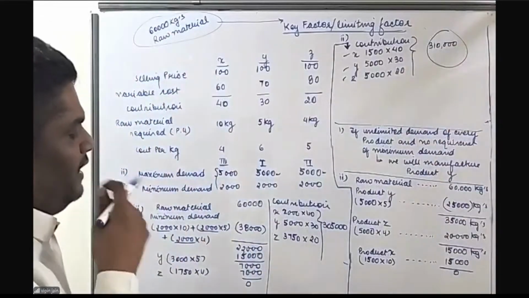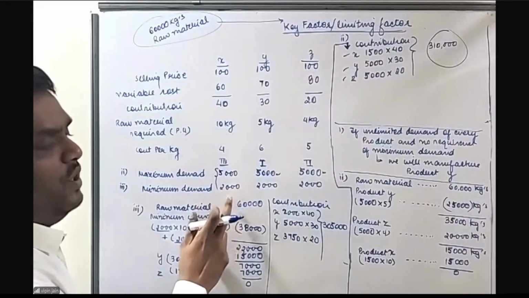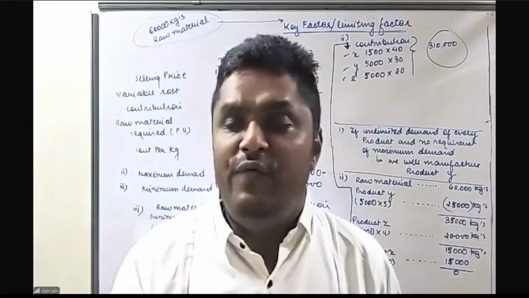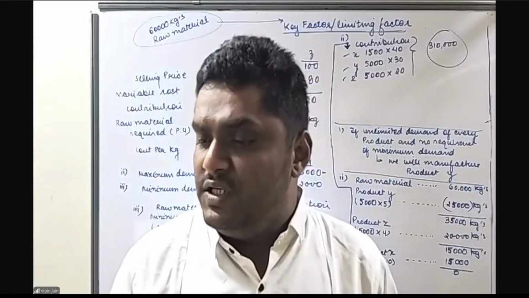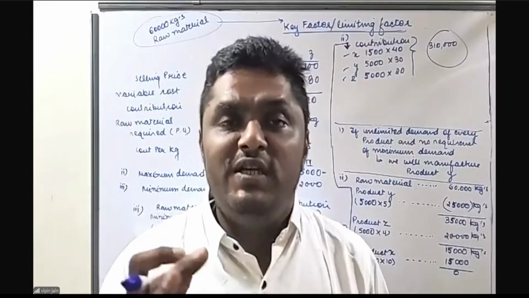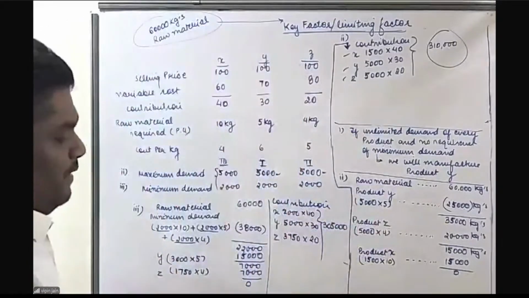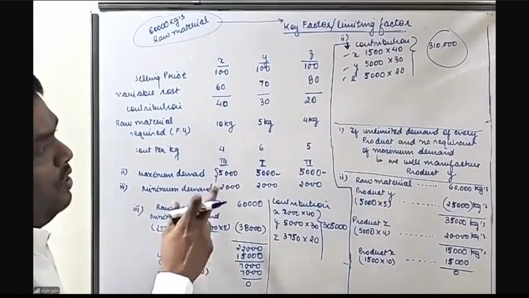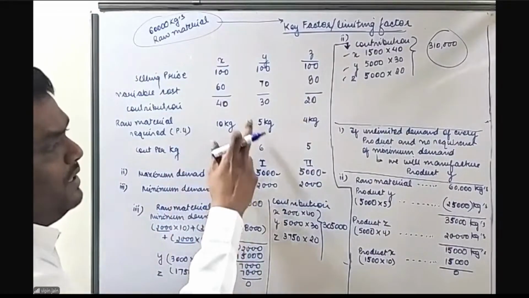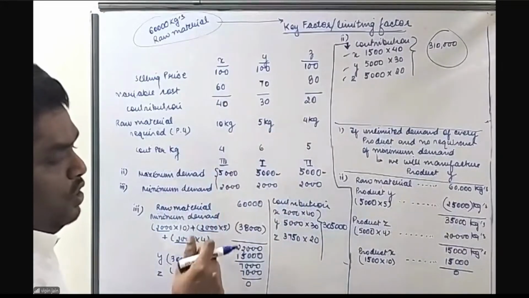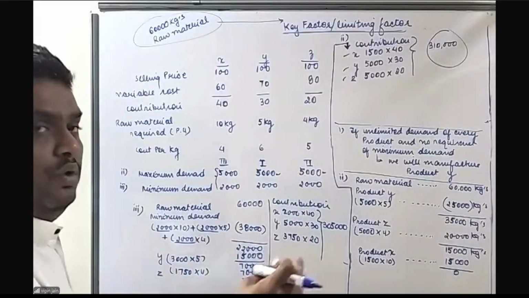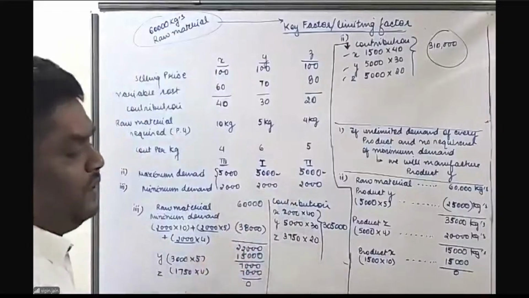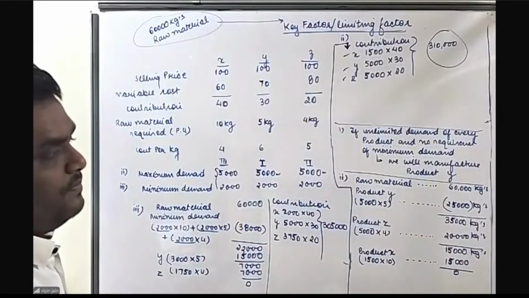Now the last part, wherein if minimum demand is also given, that is 2,000 units each. So what we will do, we will first fulfill the minimum demand. I'm explaining this part, Kavita. So we'll be first fulfilling the minimum demand. So my minimum demand is 2,000 units. So 2,000 into 10, 2,000 into 5, 2,000 into 4. So total 38,000 are utilized to fulfill the minimum demand. So we are left out with still 22,000 kgs.